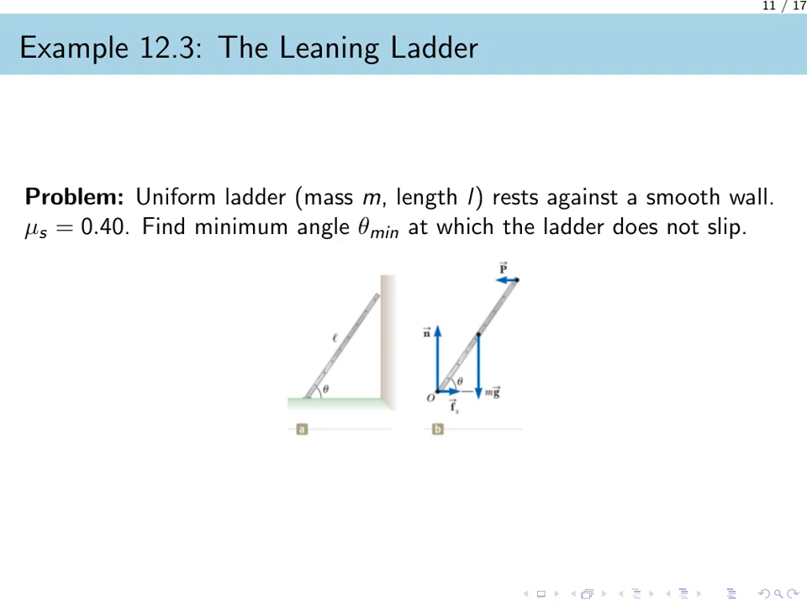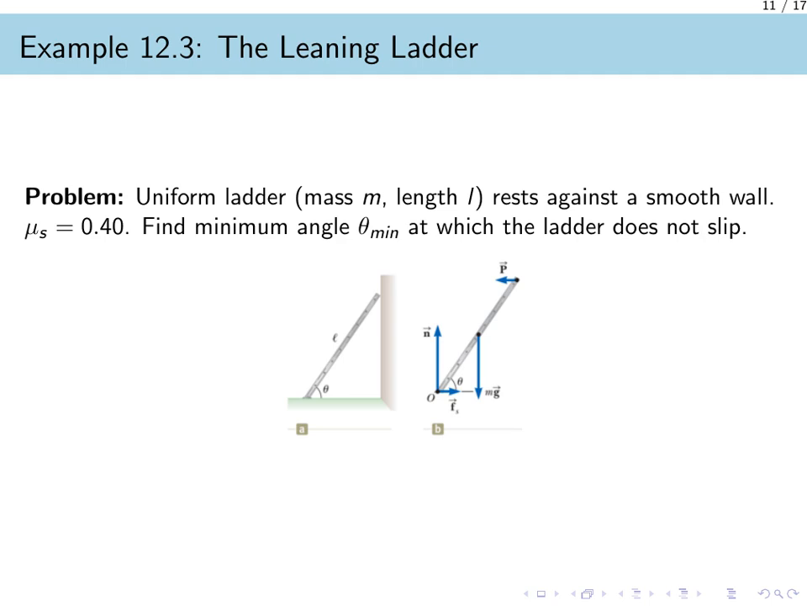The ground, however, is not smooth. It provides both an upward normal force and a horizontal static friction force that prevents the base of the ladder from sliding. We are given the coefficient of static friction for this surface as 0.40.